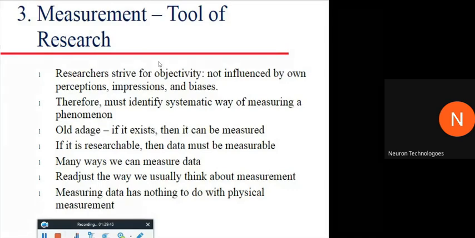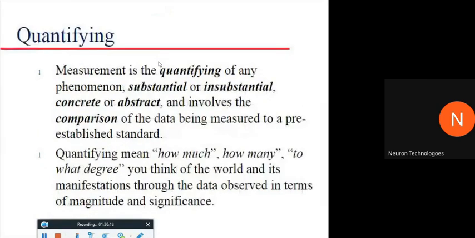So when we talk about objectivity, it means perception, impression, and biases. If it exists, then it can be measured. But this is the new era where everything will be discussed, and in this way you can openly find a solution and openly ask anyone. You cannot do and complete your research alone.